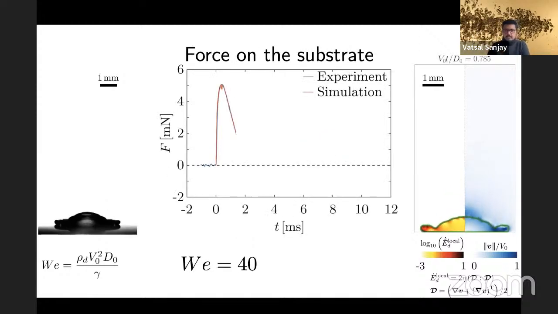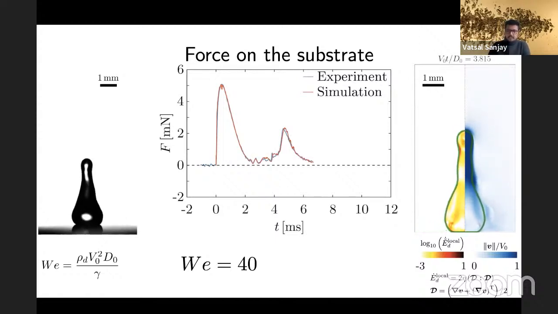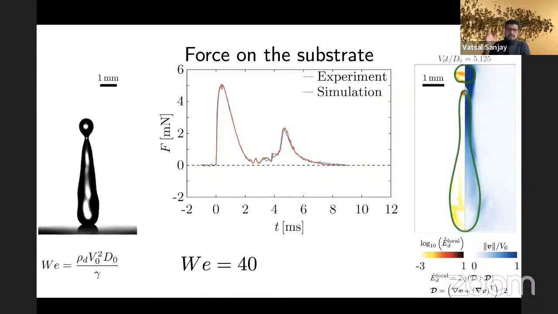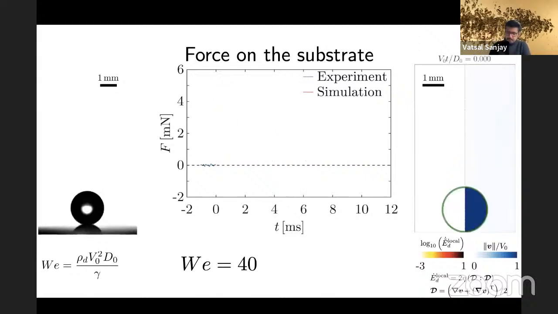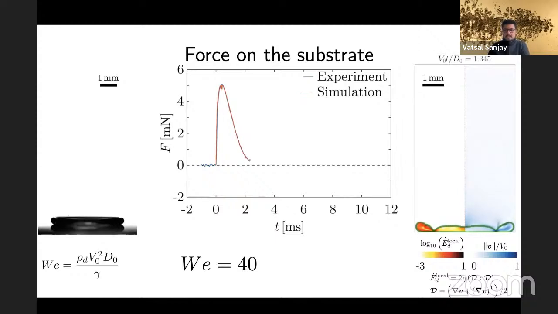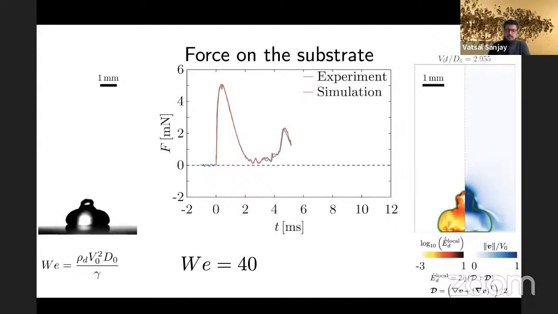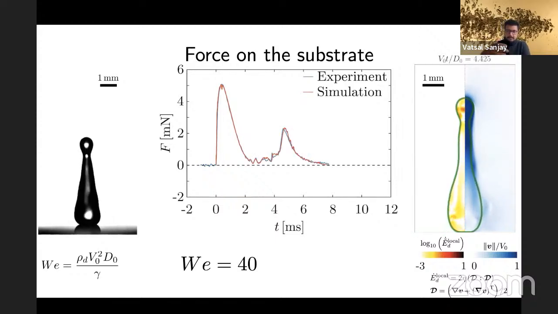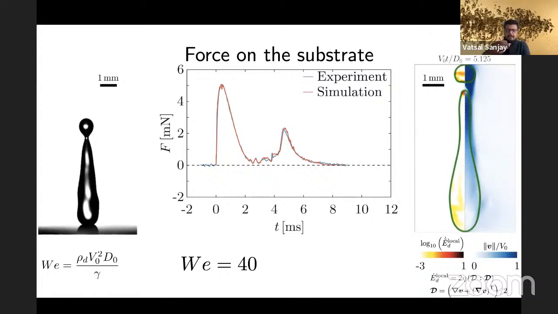So without further ado, I will show you a direct comparison between the two cases. In this video, there are no fitting parameters. We have the same Weber number on the left in the experiments and on the right in the simulations. The blue line on this plot is from experiments, and the red one is from simulation. And you see a very nice agreement between the two. So we were quite happy about this result.